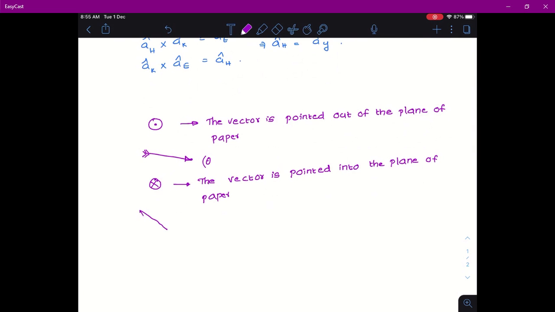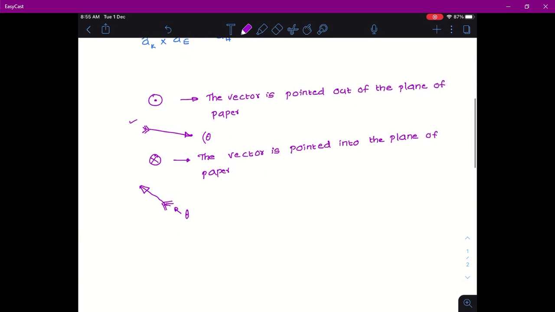For example, let's say the arrow is something like this. So you will have the arrow tail like this. Now if you look from here, you see this cross actually. Okay, so here you are seeing an arrow which is going into the plane of paper, and this is you are seeing an arrow which is coming out towards you. Okay, so this we will use very rigorously in our next few lectures.